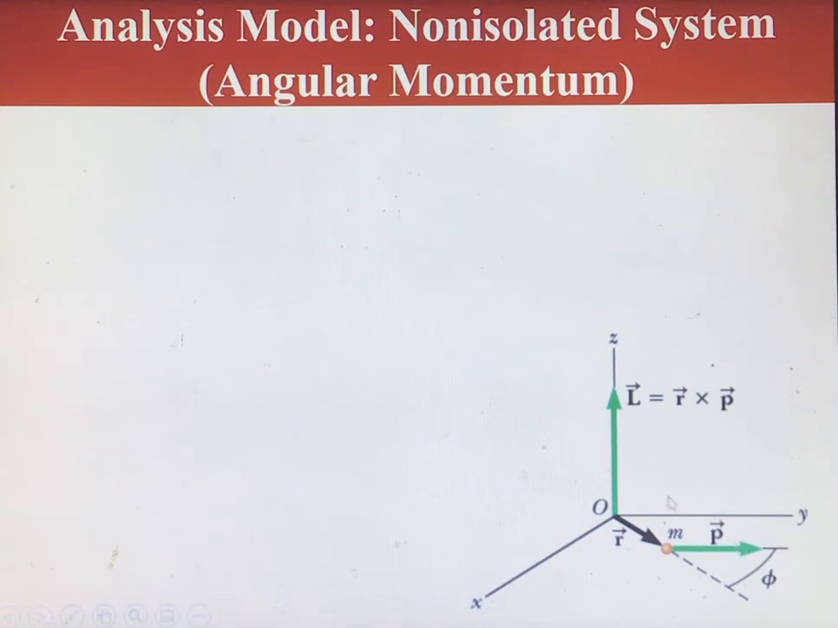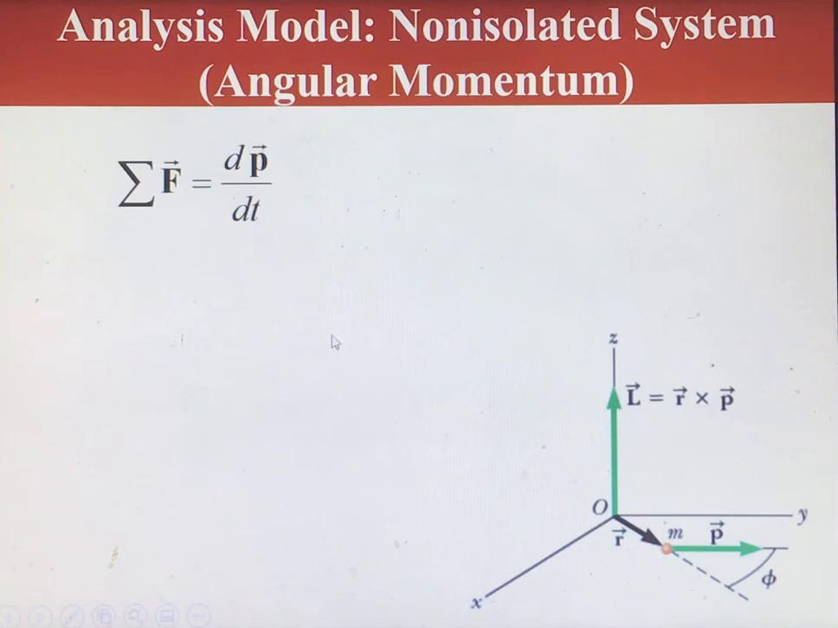Now I can define my angular momentum L vector as the cross product of the displacement vector and the momentum vector. If this is my displacement vector and this is my p vector, notice that my displacement vector is on the xy plane and my p vector is also on the xy plane. Then when I cross r and p, I get a vector that is pointing in the z direction, and this is called the angular momentum vector.